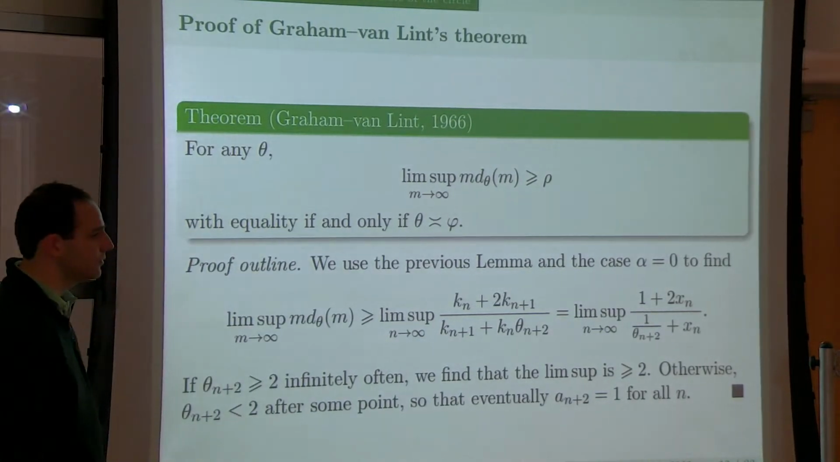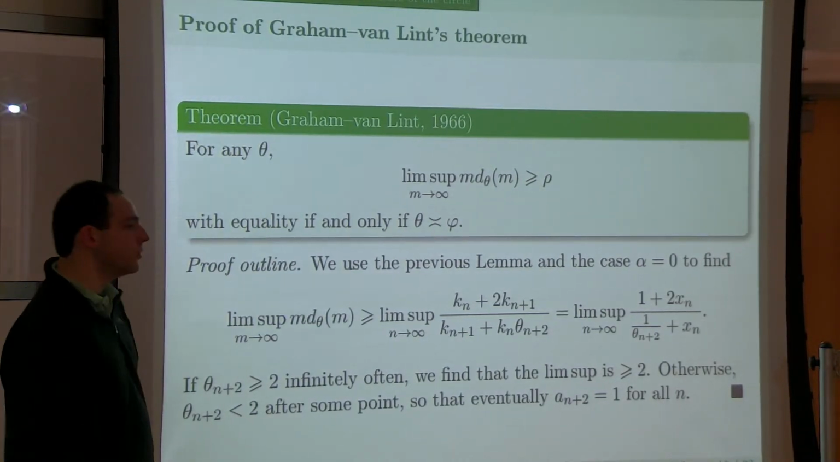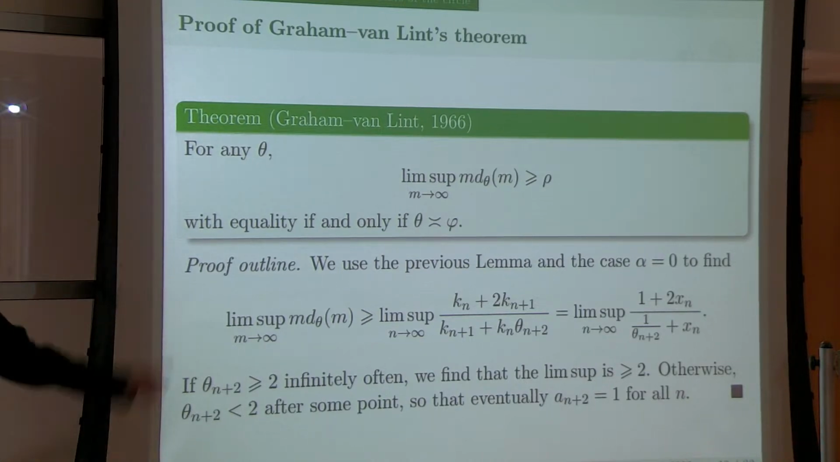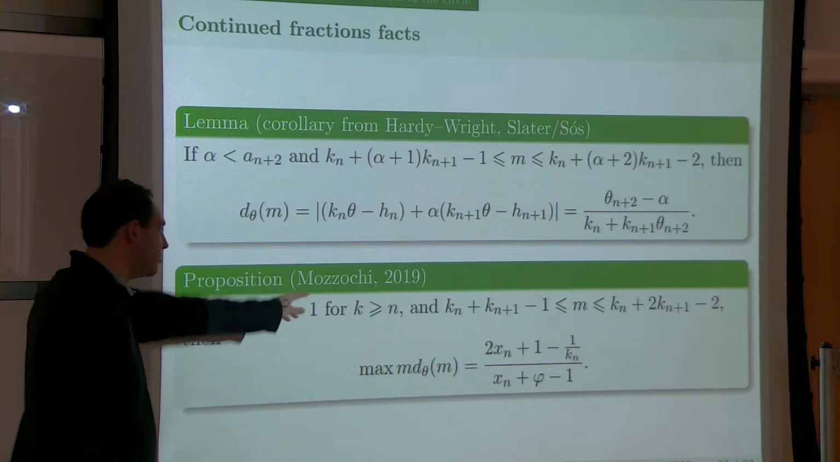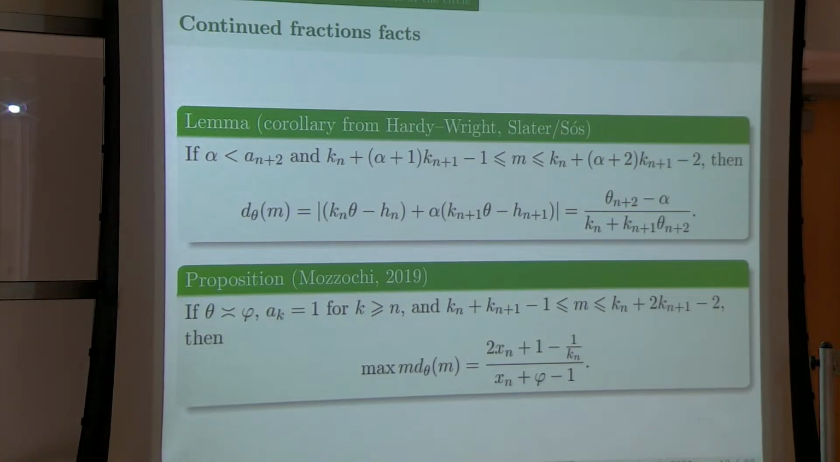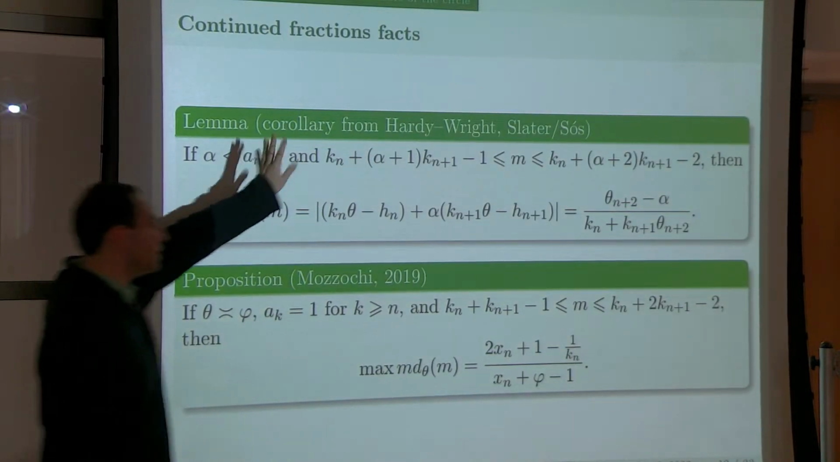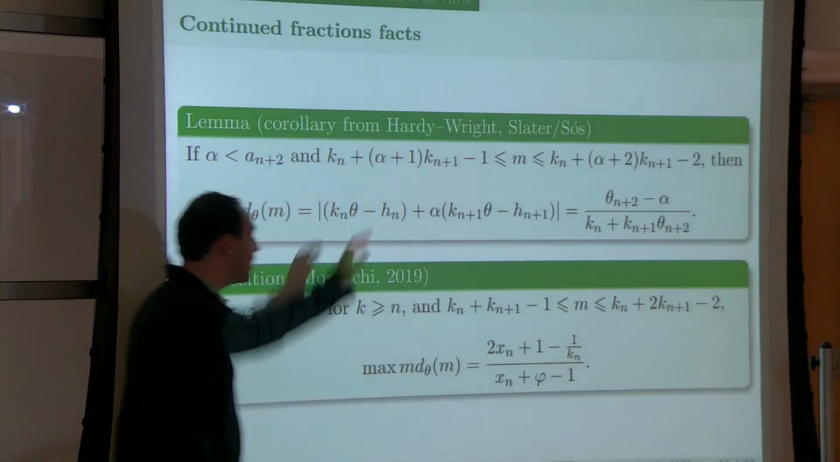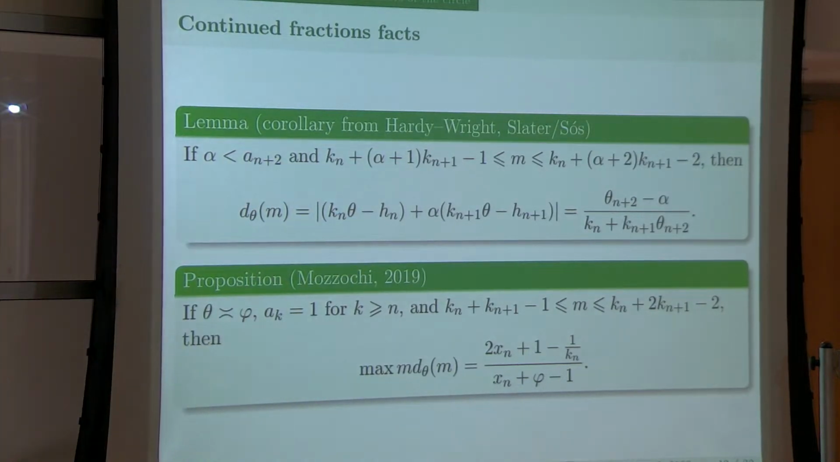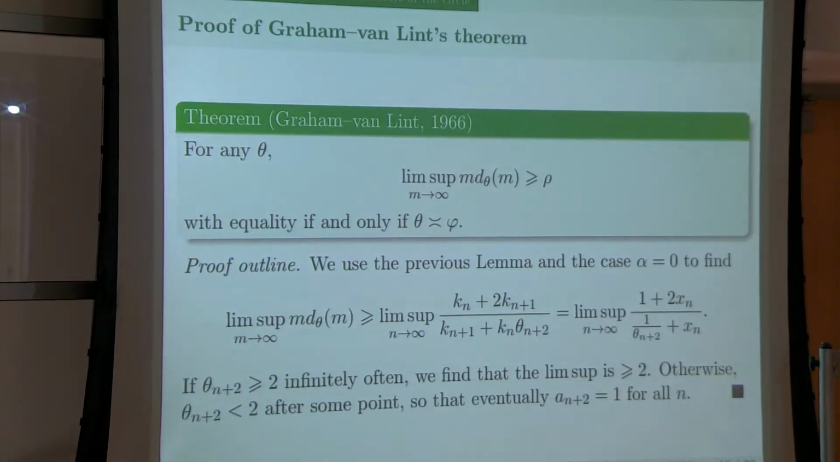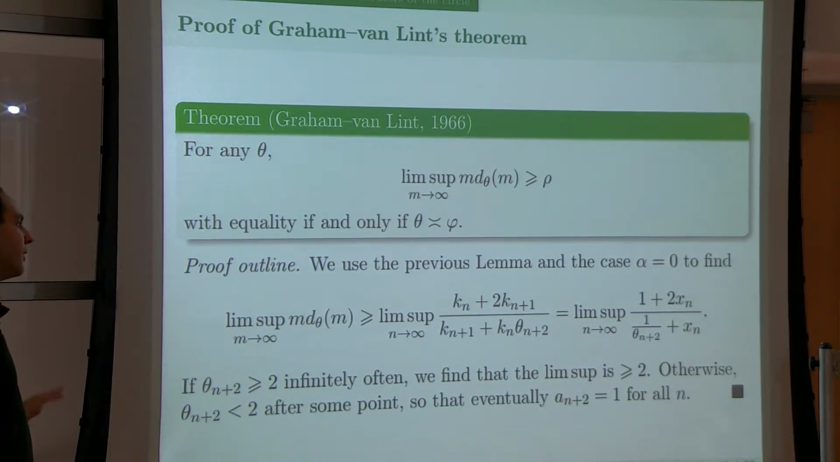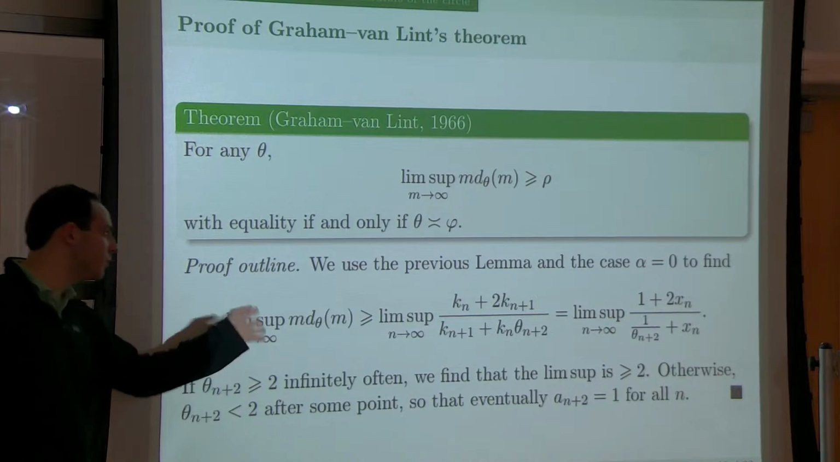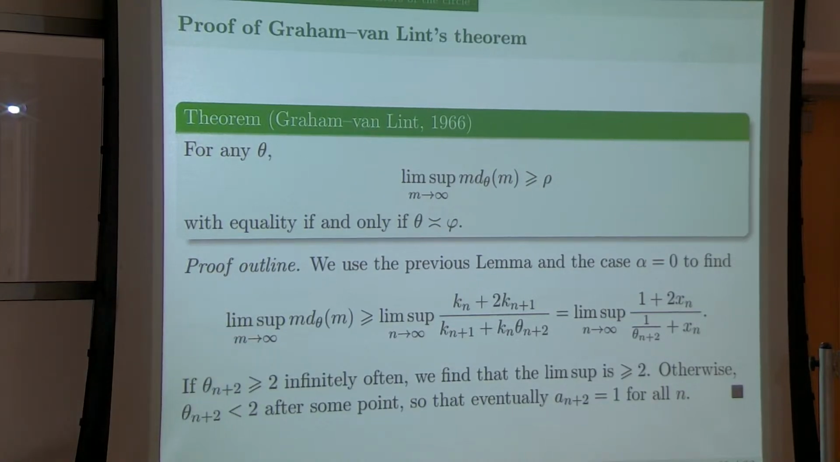That's not the proof that Graham Van Lint originally had. Oh, but is this the proof? This is their proof. So this doesn't use Mazzocchi's stuff. This only uses Hardy and Wright, which is much older, and they cite Slater and Soch extensively. This is Graham Van Lint's proof. And I think it kind of gives us an idea of how to transform into convergents and work with these convergents in these ways.